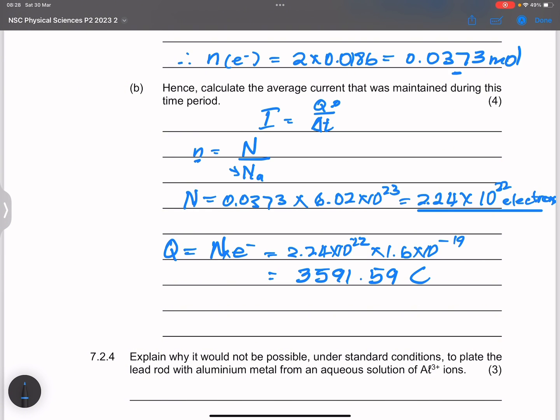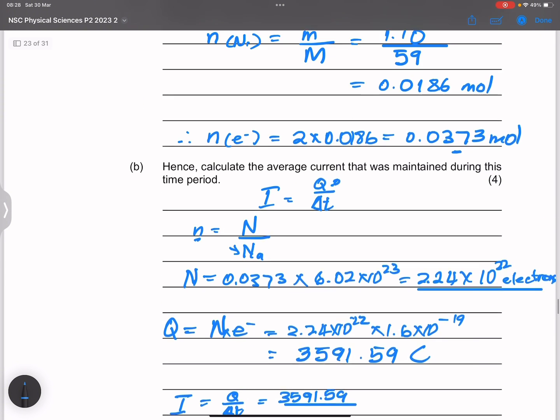And of course, now I can calculate the current, isn't it? That's going to be charge divided by change in time. So it's that number, 3591.59 coulombs divided by, in this case, the time. So what did they give us? Did they give us anything in terms of time? They said 30 minutes, right?